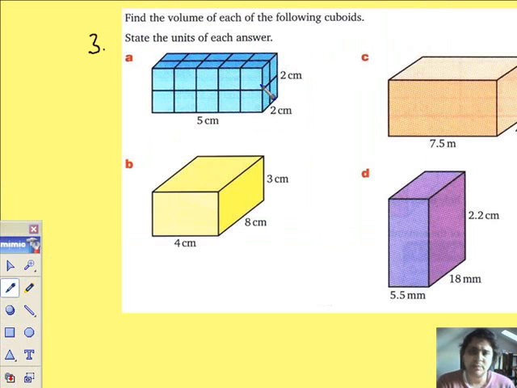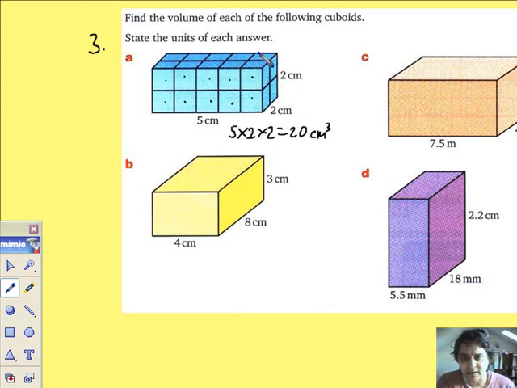This one's been broken up into little centimetre cubes for us, but essentially we've got 5 times 2 times 2. That will give us 10 times 2, 20 centimetres cubed of volume. I'm sure we can count these: 4, 5, 6, 7, 8, 9, 10, and there's 10 at the back as well. That makes 20. Right, let's do B then.